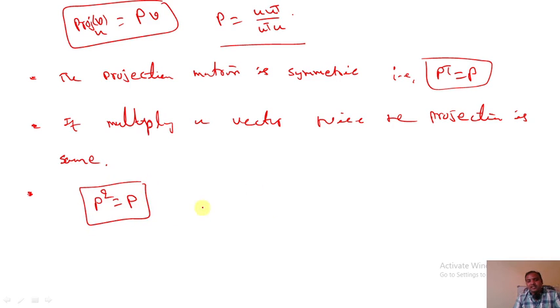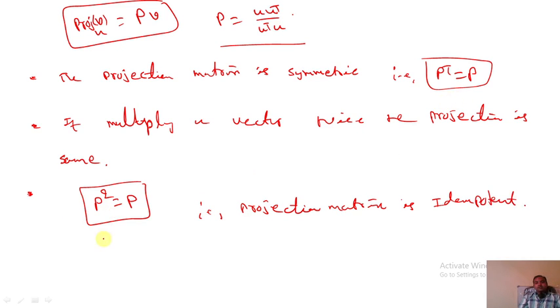That means the projection matrix is idempotent. The projection matrix is idempotent and symmetric also. Suppose you are projecting twice, you get the projection itself. P squared equals P only, not a different matrix. That means when you project twice, you get the same projection. So the projection matrix is idempotent and it is symmetric also.